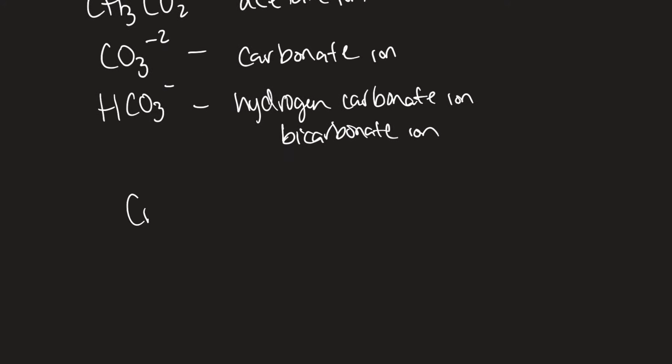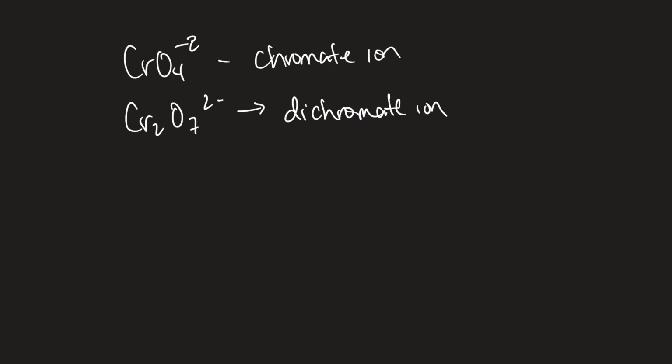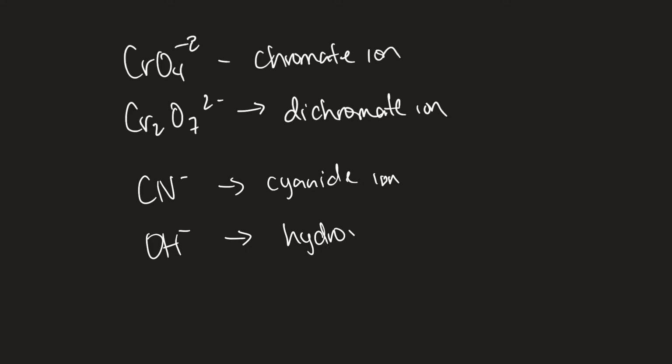Then we have CrO4 2 negative. This is the chromate ion, and do not confuse this with Cr2O7 2 negative. This right here is what we call the dichromate ion. So, two different types of polyatomics. Continuing with the list, we have CN negative. This is your cyanide ion. Then you have OH negative. This is what we call the hydroxide ion, hydrogen and oxygen bonded together.